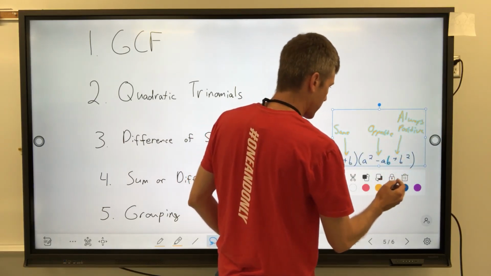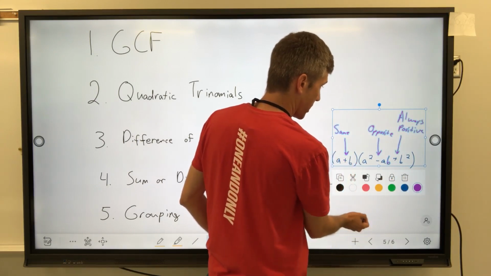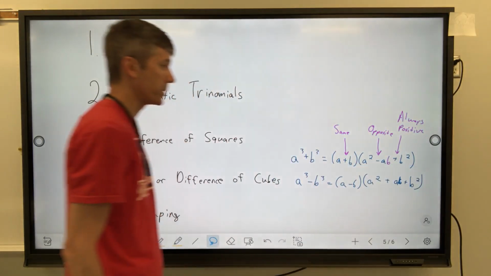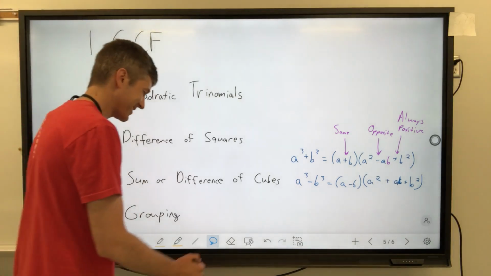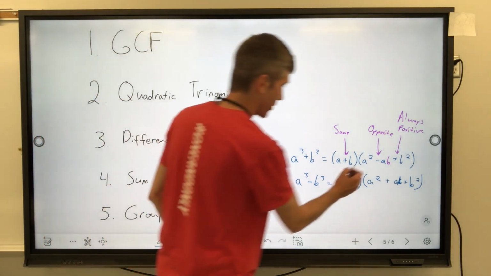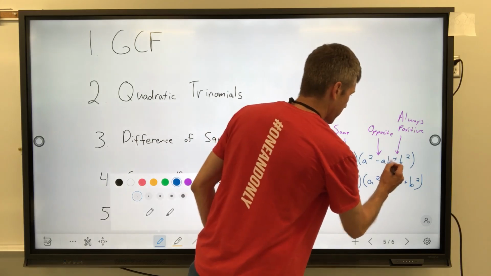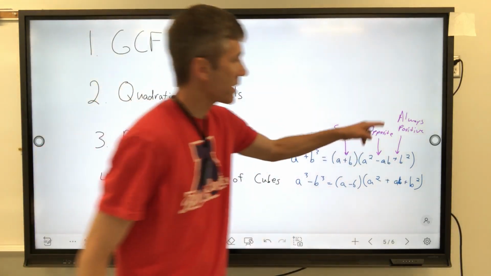Just in case it's not showing up, we're going to make it purple. And apparently it changed one of the variables as well. It changed that B to a purple B. That's going to bug me. That's really going to bug me. So even though it might be a waste of time, I'm going to fix that very quickly. And let's make this a blue B. There we go. So same sign, opposite sign, always positive.